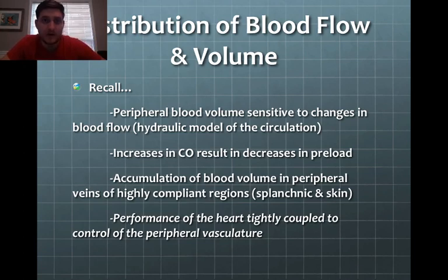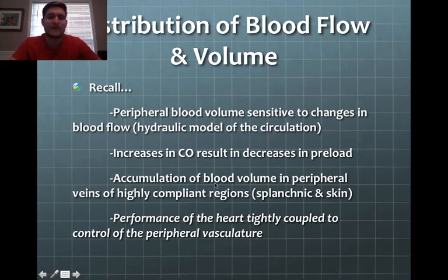But first, recall in previous lectures that our peripheral blood volume is sensitive to changes in blood flow, meaning that we have regions of the body which are more compliant than others, and when we deliver more blood flow to these regions, they're going to hold on to more of that blood. In addition, increases in cardiac output result in decreases in preload. That ties in with the hydraulic model of circulation, because when we increase cardiac output or blood flow to these compliant regions, less of that blood is going to make its way back to the heart, back to the right atrium.